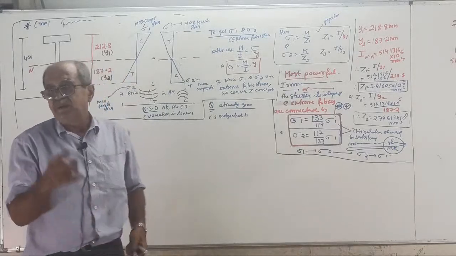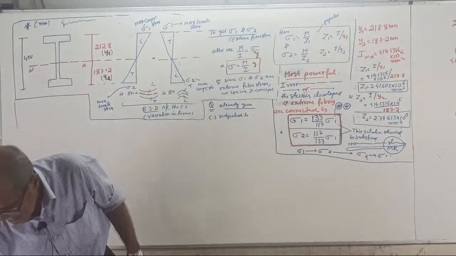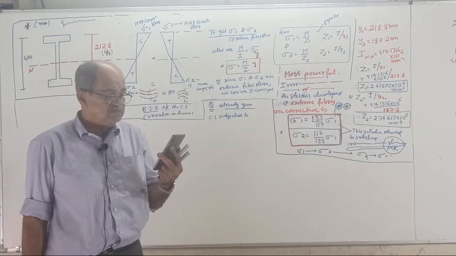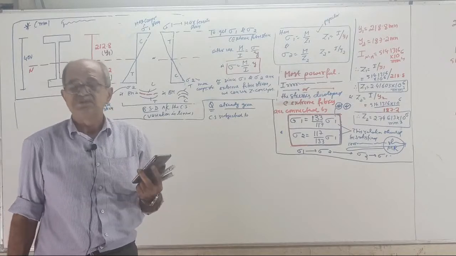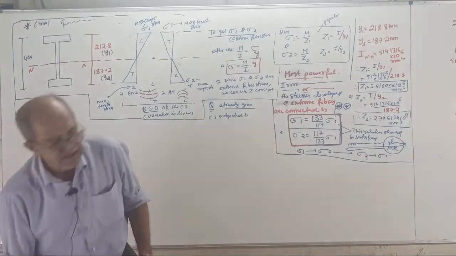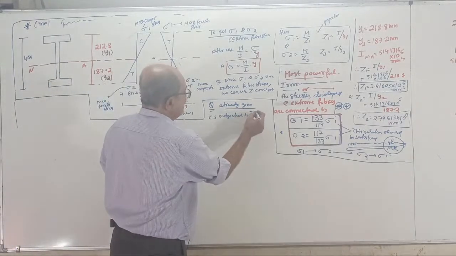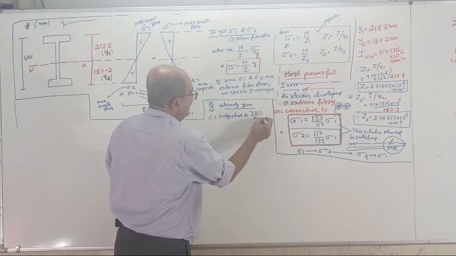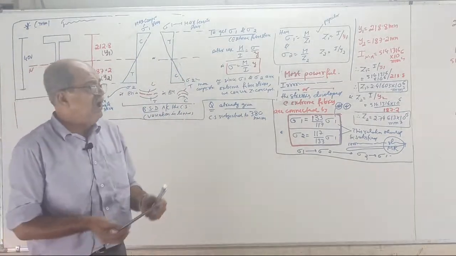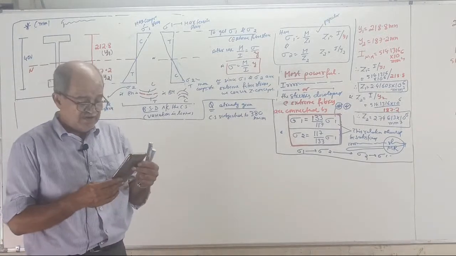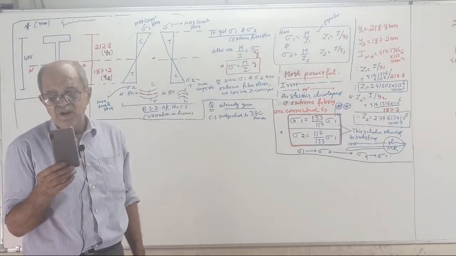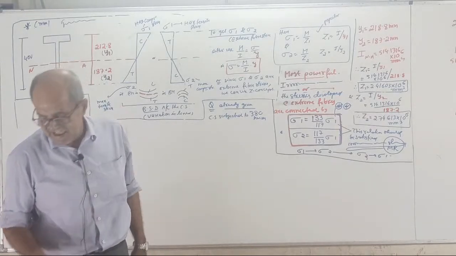Tell me the answer. Some BM I told long back, maybe last week. This question, I told some BM. Tell how much? You should have noted it down. 380 kilonewton meter. Okay. Sagging or hogging? First, tell me. I don't remember what I told. It is important. Sagging or hogging? Sagging. Okay.